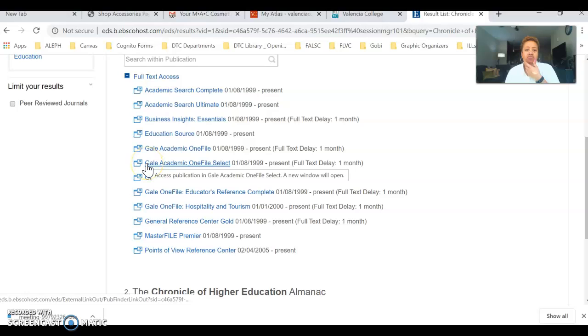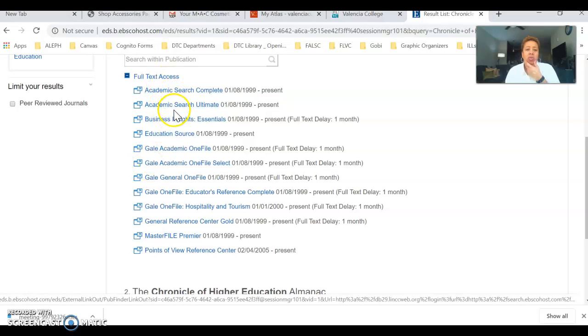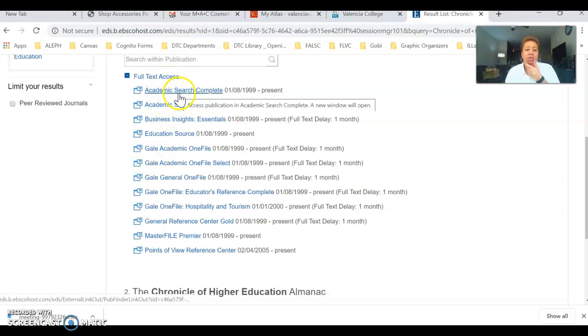Either one of these could work for you, and I think both of these are EBSCO databases. These go back as far as 1999, and this database indexes it back to 99 also, but it goes to present day. So there's like a delay of 1 month, and I think they refer to that as an embargo period, where that delay is for the article actually being available to you.